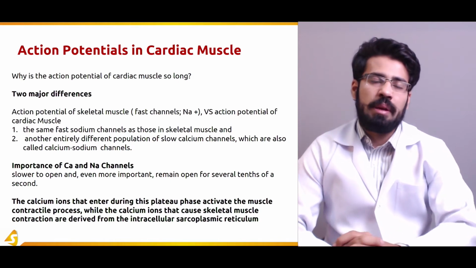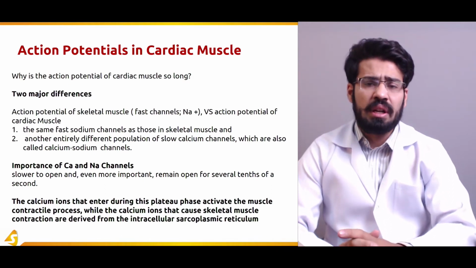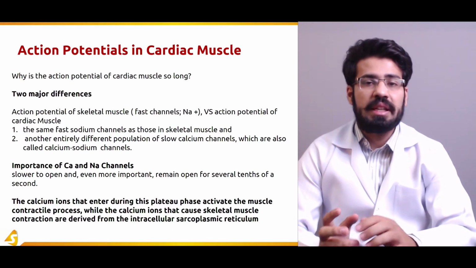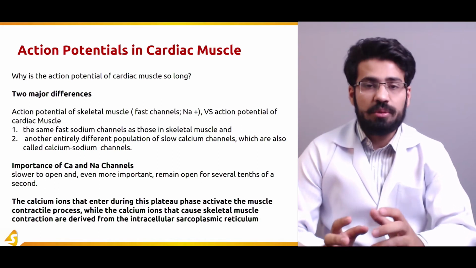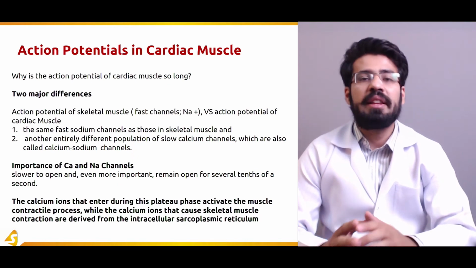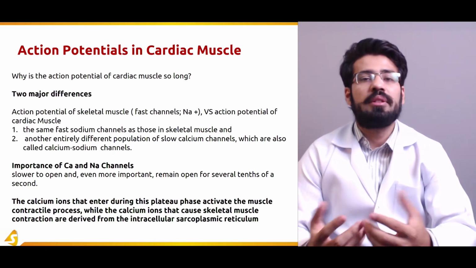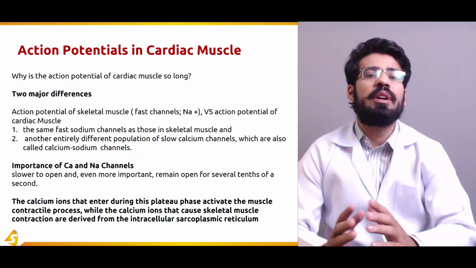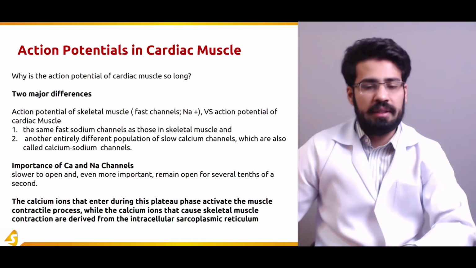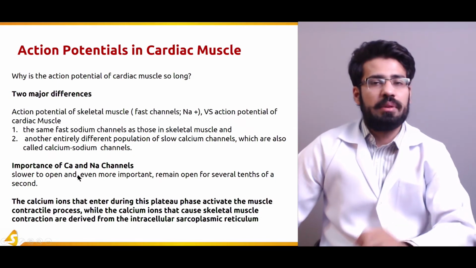Now, one of the important differences of the action potential of the cardiac muscle is that the action potential is controlled by two types of channels, calcium-sodium channels in the cardiac muscles, as compared to the sodium channels in the skeletal muscles. The calcium-sodium channels are much slower to open, and they remain open for a longer time and close much more slowly, as compared to the sodium channels, which open rapidly, remain open for a very short time, and close rapidly. So this causes the prolonged contraction phase of the plateau that we discussed in the previous slide.